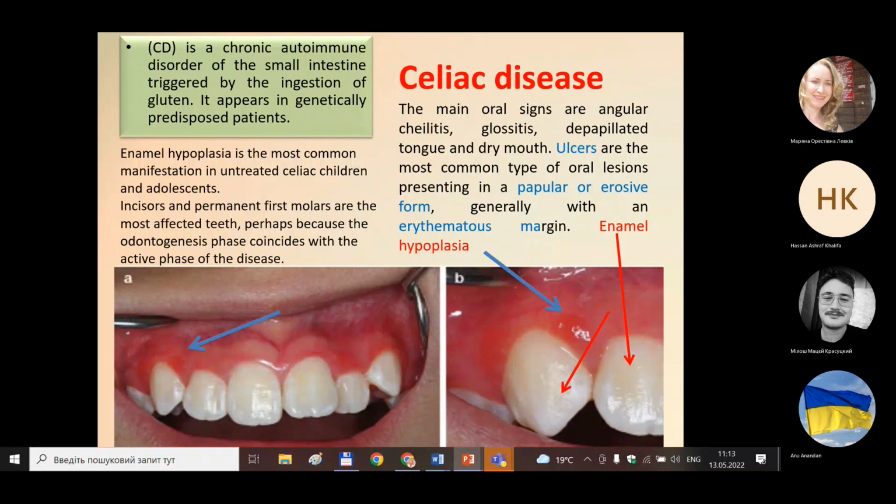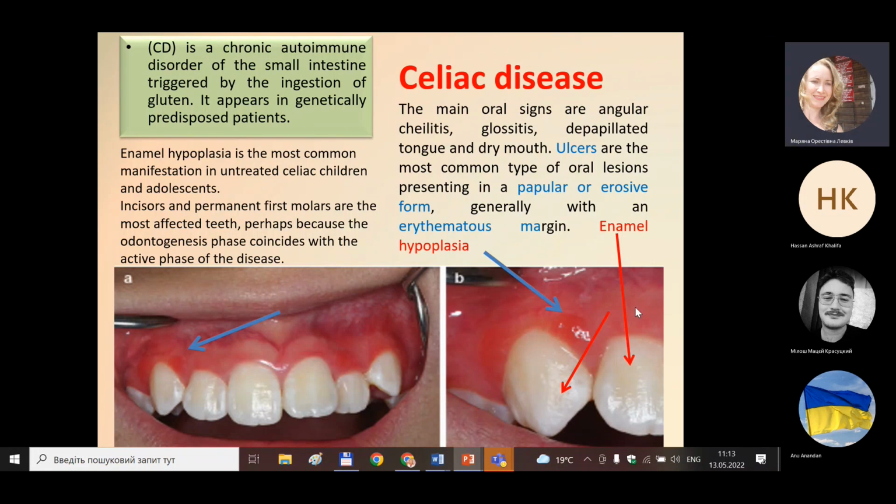Celiac disease. So it is a chronic autoimmune disorder of the small intestine triggered by the ingestion of gluten. It appears in genetically predisposed patients. The main oral signs are angular cheilitis, glossitis, depapillated tongue, and dry mouth. Ulcers are the most common type of oral lesions presenting in a papular or erosive form, generally with an erythematous margin.